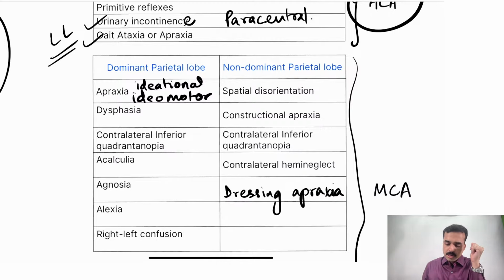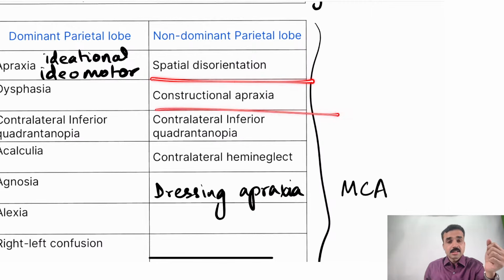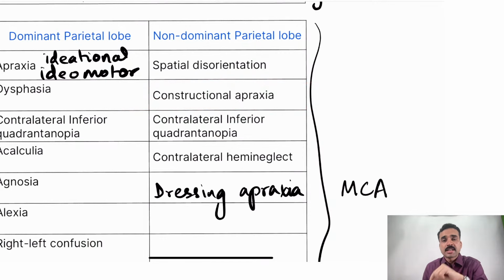Non-dominant parietal lobe lesions will lead to spatial disorientation. This typically affects Alzheimer's disease patients. They lose their way. They're not sure where they've come. If they've ventured outside the house, they're not sure where they are. They lose track. So spatial disorientation, constructional apraxia, as I said. Constructional apraxia is used as a screening test in detection of hepatic encephalopathy.